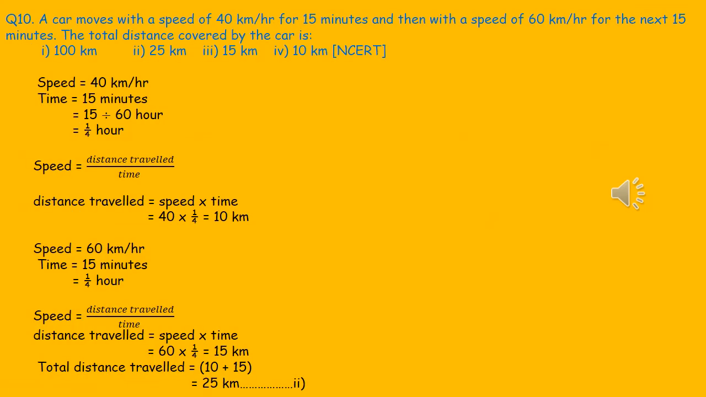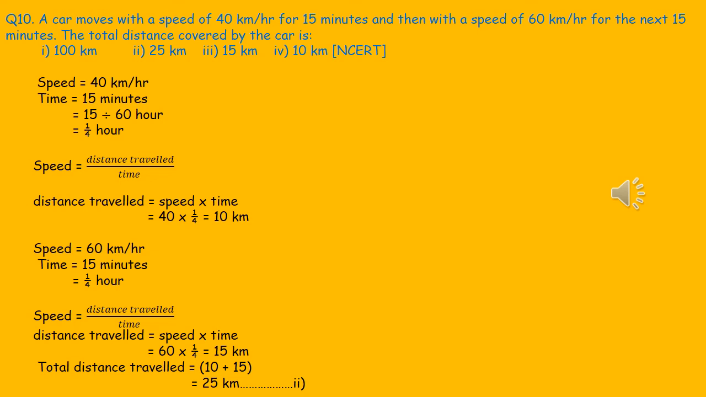A car moves with a speed of 40 km per hour for 15 minutes and then with a speed of 60 km per hour for the next 15 minutes. The total distance covered by the car is, there are four options given: 100 km, 25 km, 15 km and 10 km. This is also a sum from NCERT. So separately for two different time intervals and with two different speeds, we have to find out the distance travelled. And then we will add the distances travelled to find the total distance.